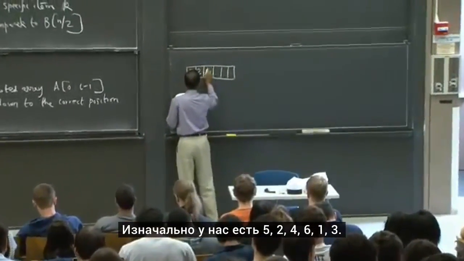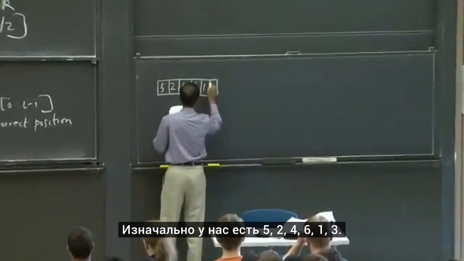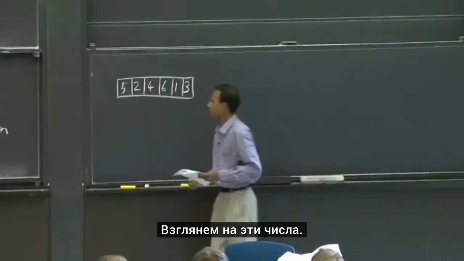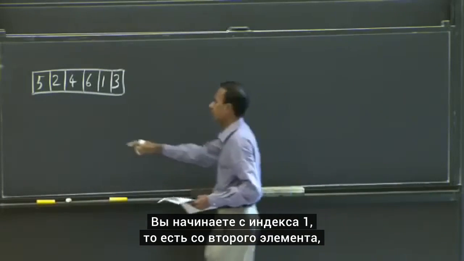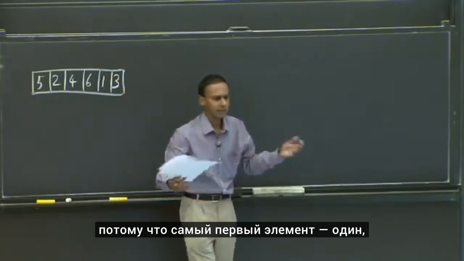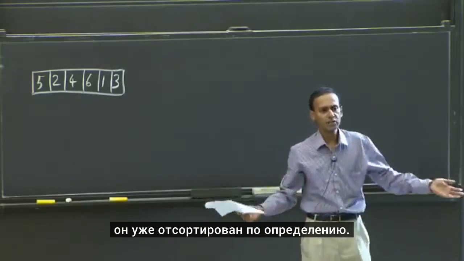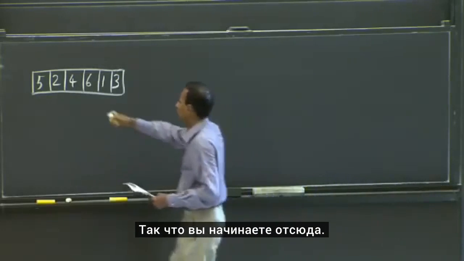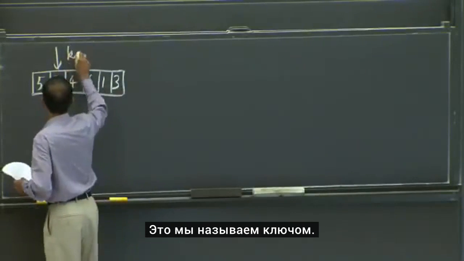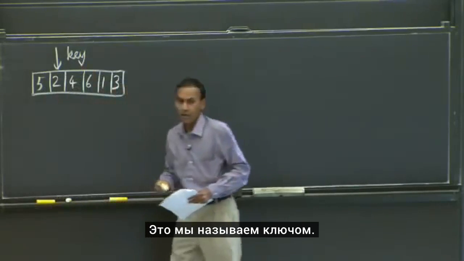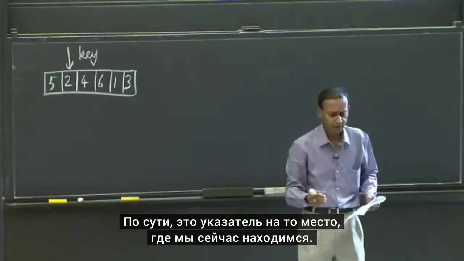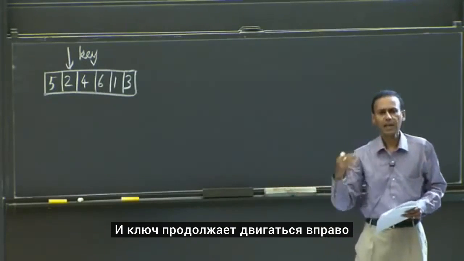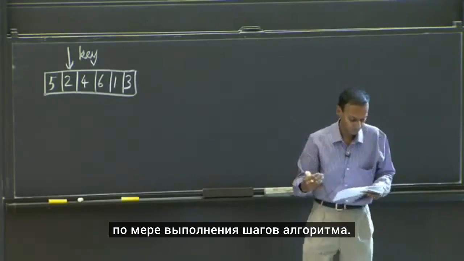And initially we have 5, 2, 4, 6, 1, 3. And we're going to take a look at this. You start with the index 1, or the second element, because the very first element is a single element and it's already sorted by definition. You start from here, and this is what we call our key. That's essentially a pointer to where we're at right now, and the key keeps moving to the right as we go through the different steps of the algorithm.